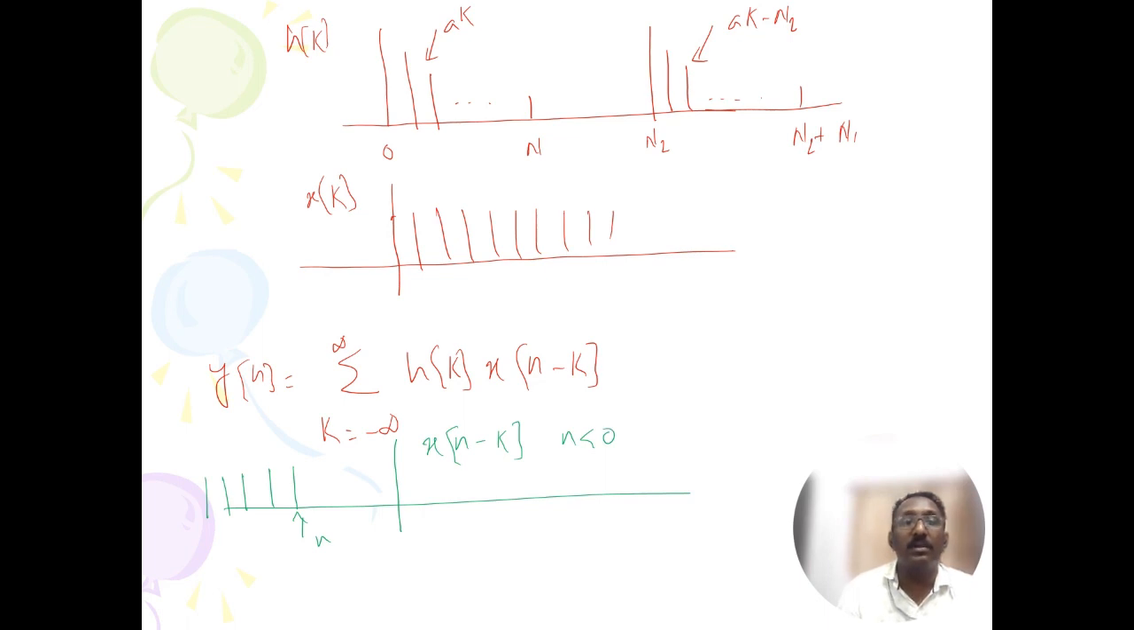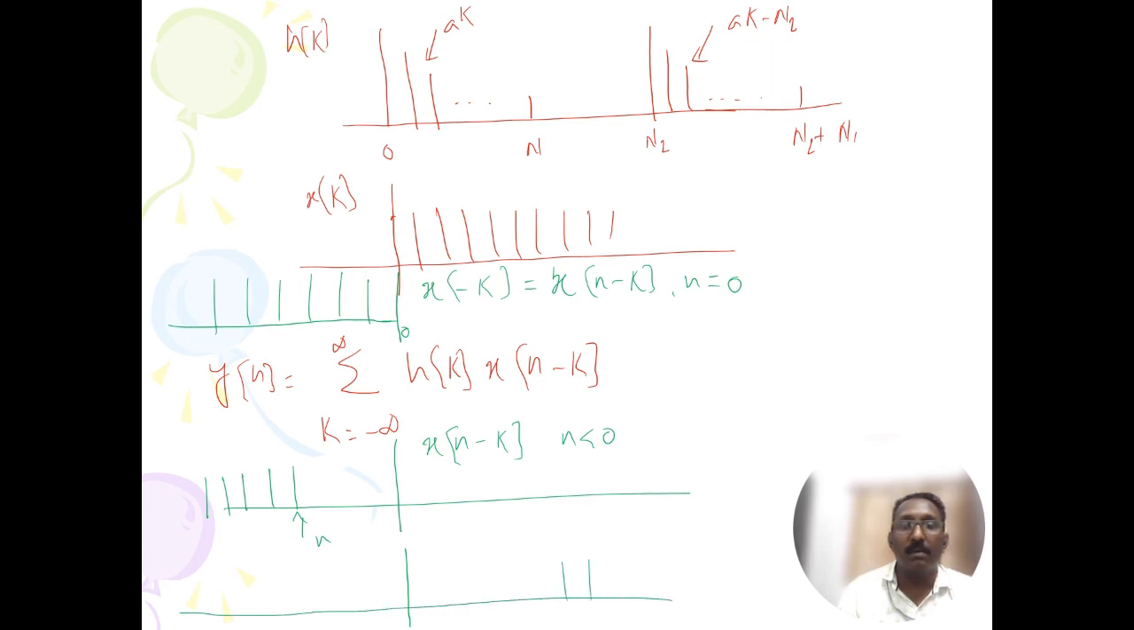For n equal to 0, it is just the mirror image of this one. This is X of minus k, which is equal to X of n minus k for n equal to 0. Similarly, you can find for n greater than 0. Then n will be somewhere here on the positive side, and the pulses keep on coming.